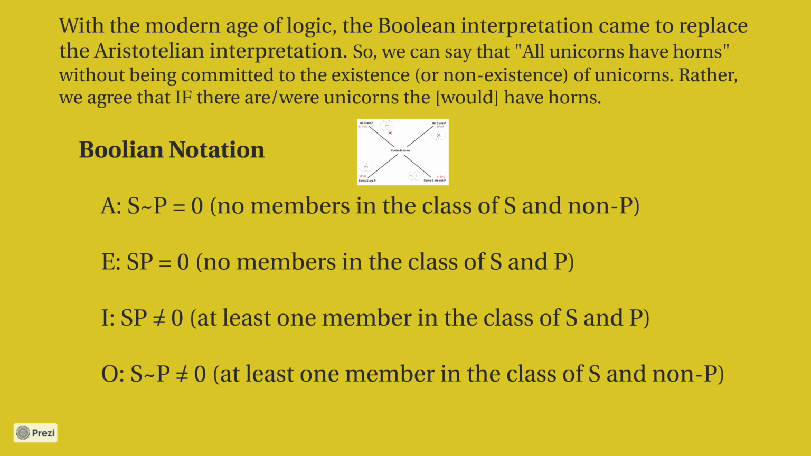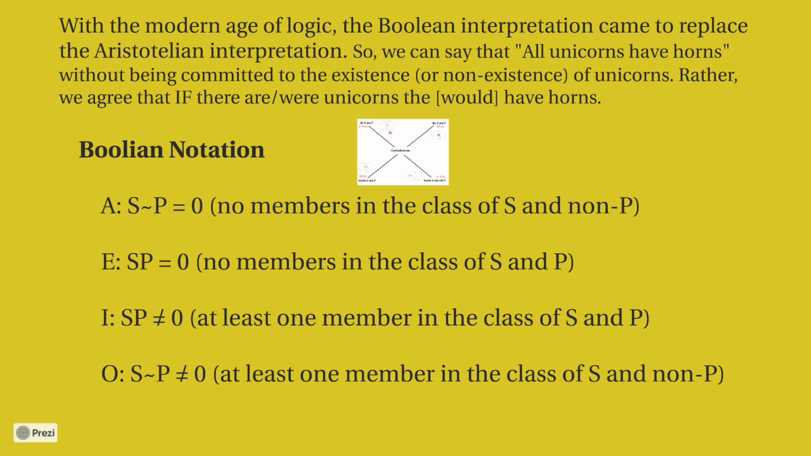Notice how Boole's interest is the existential import, whether or not any existing members are in that class. And so his notation emphasizes this with whether or not the class is equal to zero members or not. So with an I proposition, there is at least one member in the class of S and P. So the way he represents this is the class S and P is not equal to zero. And in the case of an O statement, there is at least one member in the class of S and non-P, so the class S not P is not equal to zero.